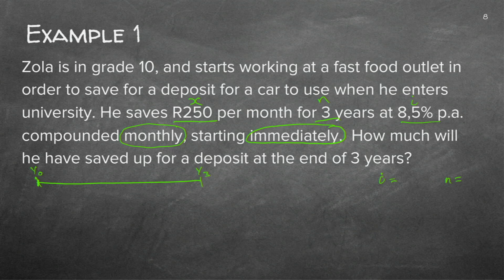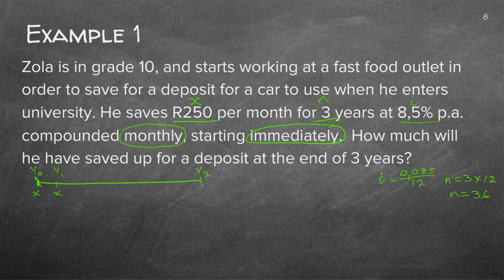She starts immediately paying the little X amount. For the next month, she's paying X amount. So let's just read again to see if we've covered everything. She starts working in order to save for a deposit for a car. She saves 250 Rand per month for 3 years at 8.5% per annum. So let's do that. 8.5% is 0.85. Be very careful. Monthly. So divided by 12, it's not 0.85, it's 0.085. Now, I've said this so many times, I'm very sure you're not going to make that silly mistake. The N is for 3 years, but it's months, so it is 36.